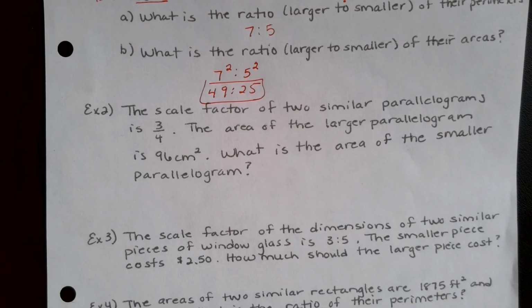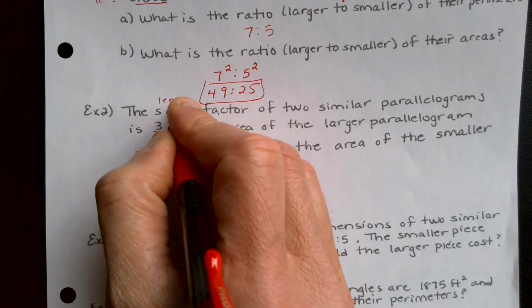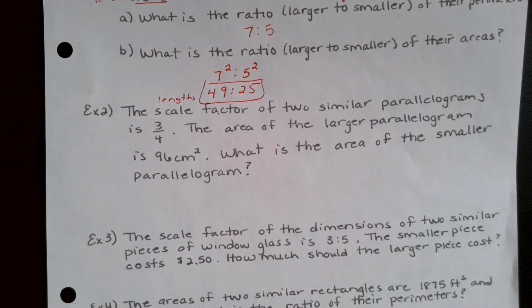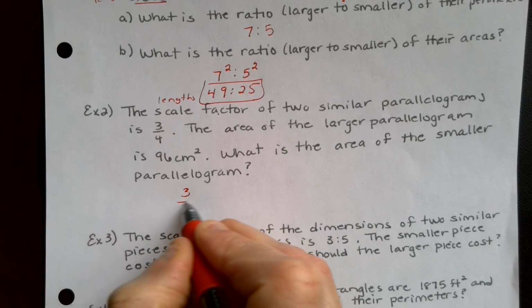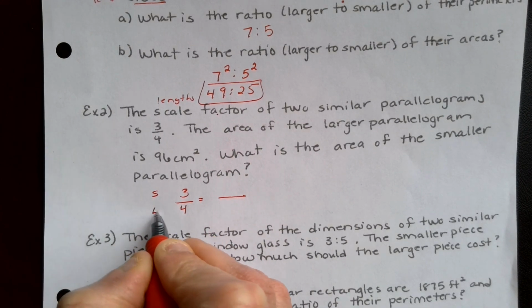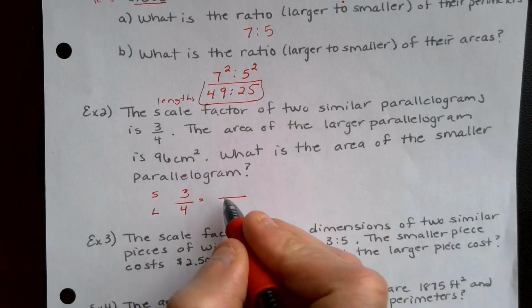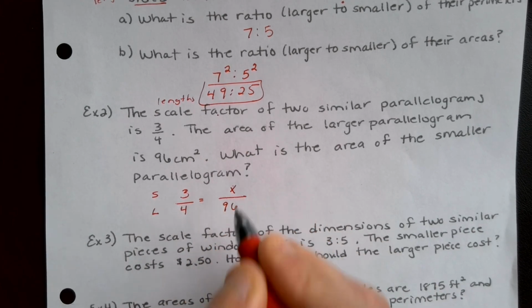The scale factor of two similar parallelograms is 3 to 4. So as soon as you see scale factor, you think lengths. Okay, great. I got the lengths ratio. The area of the larger parallelogram is 96. What is the area of the smaller one? We're going to do a proportion here to solve this. But I can't do this. So this is obviously the smaller parallelogram. This is the larger one. And they give us the area of the larger one is 96. And they ask us for the area of the smaller one.